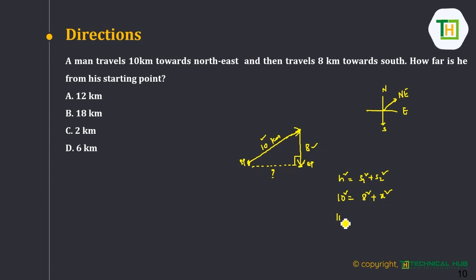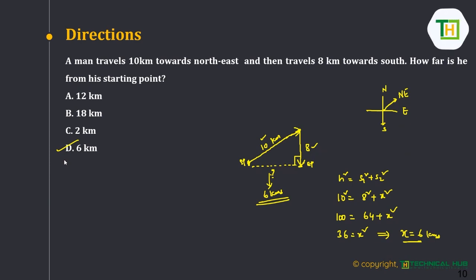So this is 100 is equal to 64 plus x square. So 36 is equal to x square. From this, I can say x is equal to 6. Okay, plus or minus 6, but actually the distance cannot be negative here. So x is 6 kilometers. So this value is 6 kilometers. Okay. So I hope you understand, the answer is option D, 6.